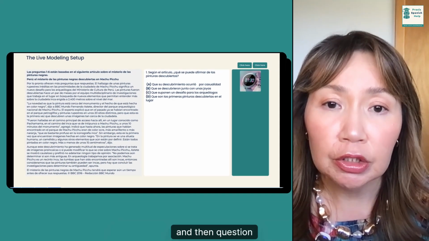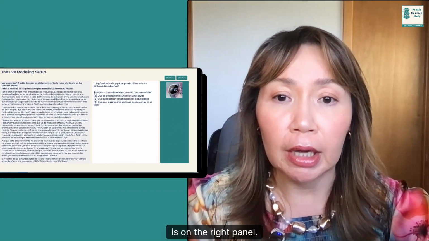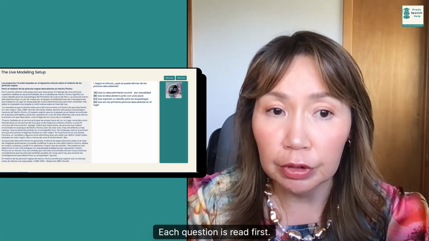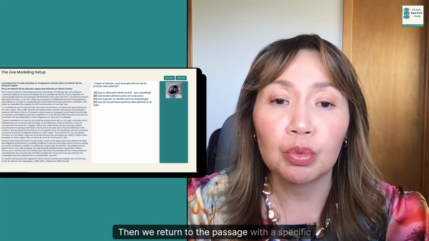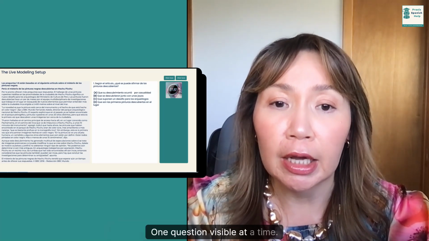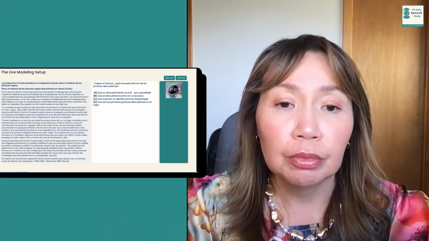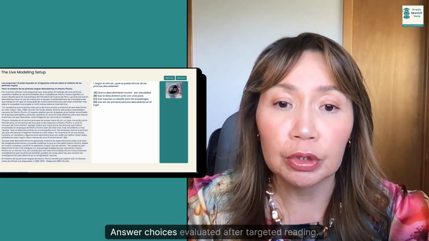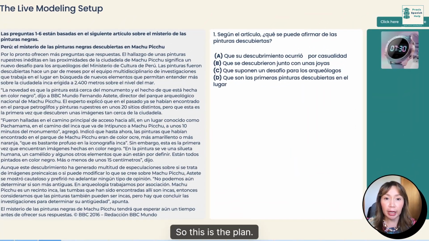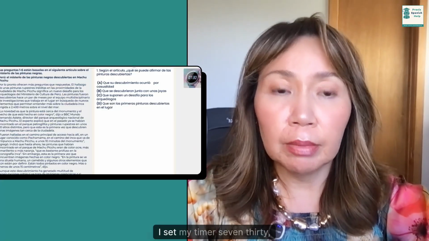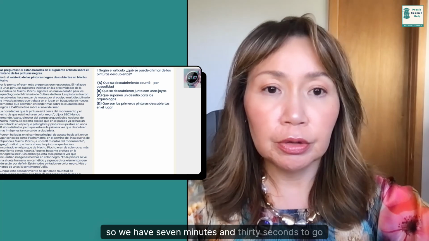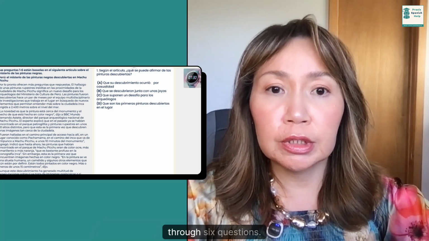And then the question is on the right panel. Questions cycle 1 at a time. Each question is read first, then we return to the passage with a specific target in mind. Read the question before the passage. Answer choices are evaluated after targeted reading. So this is the plan. I set my timer to 7:30, so we have 7 minutes and 30 seconds to go through 6 questions.